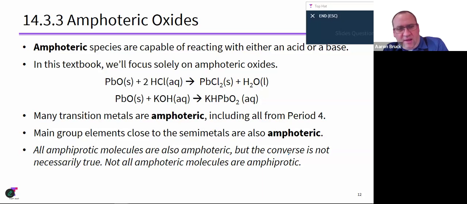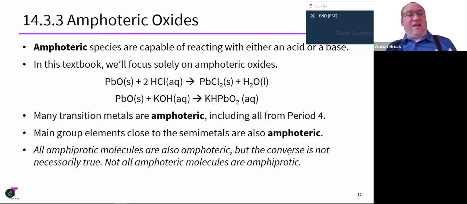What we'll find is that many transition metals are amphoteric. They're capable of reacting with acid or base. Every transition metal in period 4, so that would be the 3D block, starting with scandium and ending at zinc, all of those are capable of amphoterism.